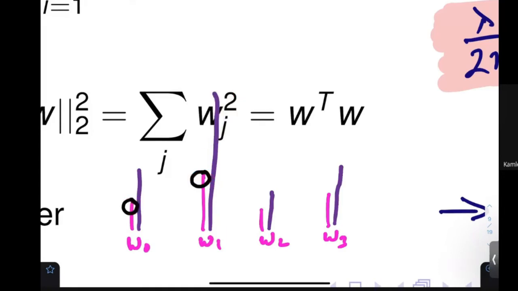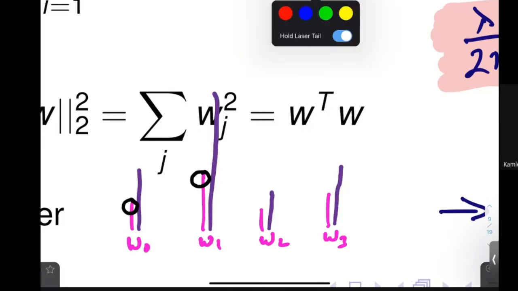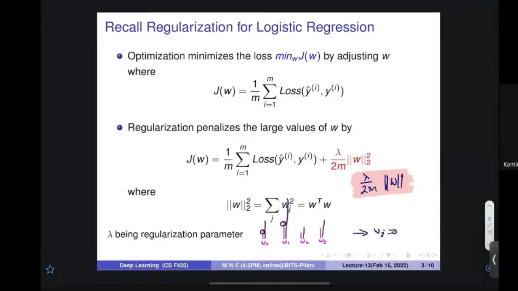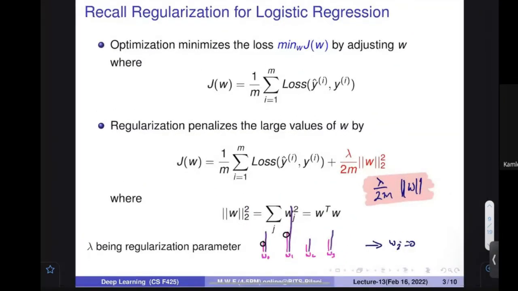So out of multiple values, the system is always going to reduce the thing which has a higher value. And if a value is smaller, it would not like to modify that particular thing. So ultimately, all the W's are going to have very small values, and it is not going to penalize only a single quantity. There is no importance in penalizing only a single quantity. This is a very important thing. That's why we mostly put the square term over here. Make sense?